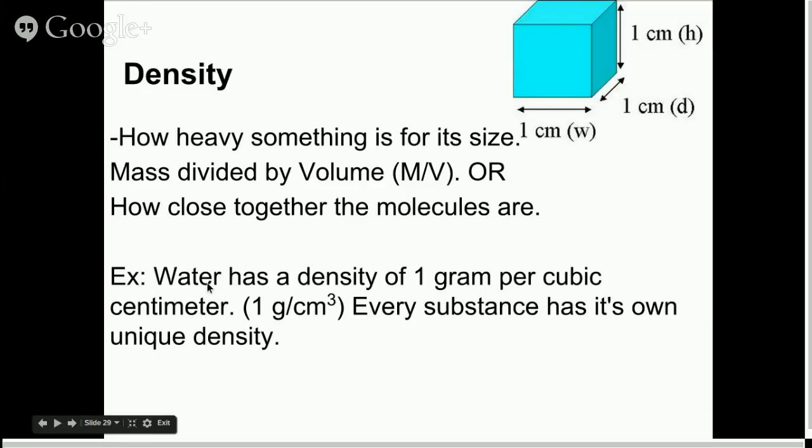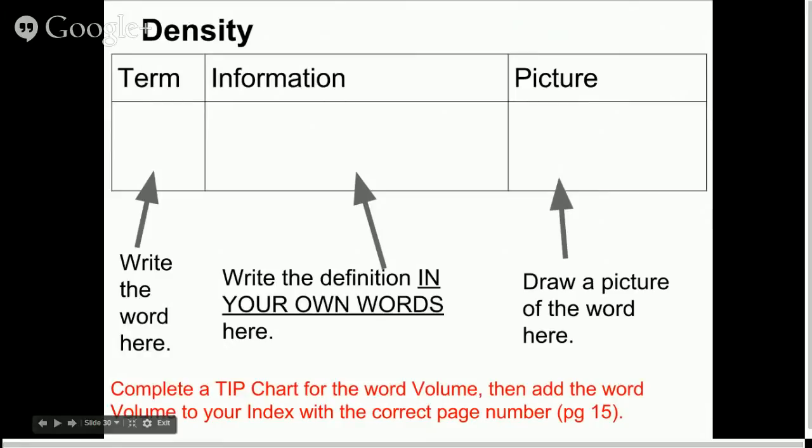Water is very important because this is where we came up with grams and centimeters cubed and density. Water has a density of exactly 1 gram per cubic centimeter, or 1 gram per milliliter. And every other substance has its own unique density. Water just happens to have a density of 1. Okay, that's going to be important.